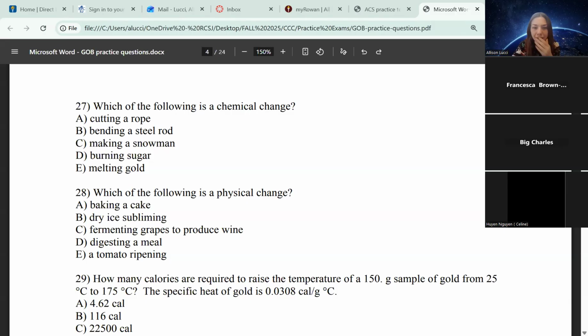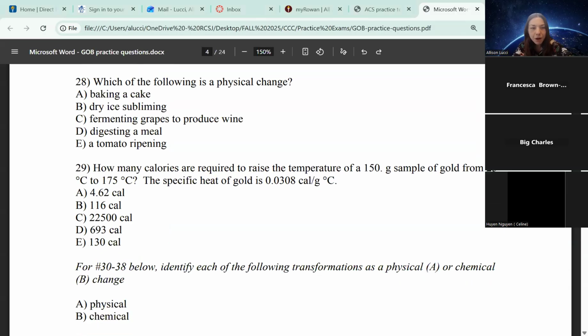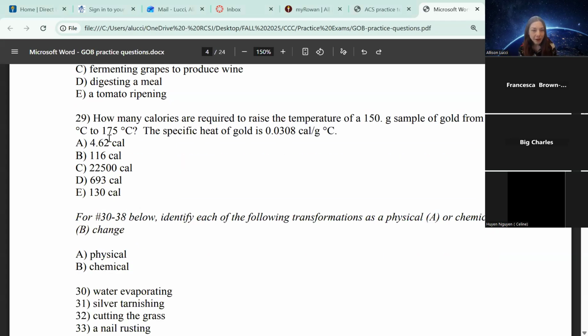Okay. Oh, here we go. Here's a calorimetry problem, number 29 here. So you may be asked to calculate the amount of energy that you need to raise the temperature. So this was a calorimetry type of problem.